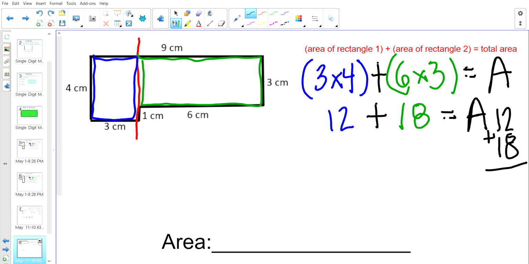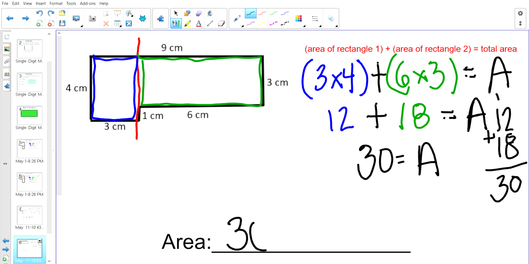12 plus 18 equals 30. 30 is the area. The area of the entire rectilinear figure is 30 square centimeters.